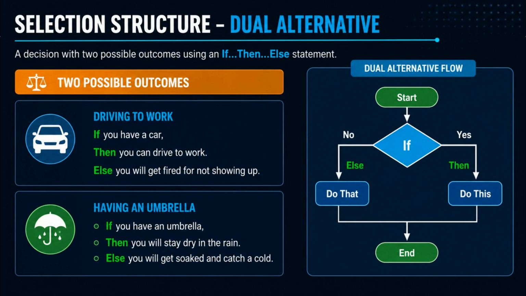Dual alternative selection has two possible outcomes: an if then else, where something always happens either way. If you have a car, then you drive to work. Else, you get fired for not showing up. If you have an umbrella, then you stay dry in the rain. Else, you get soaked and catch a cold. One branch or the other always executes.